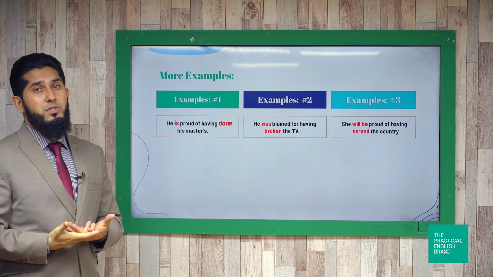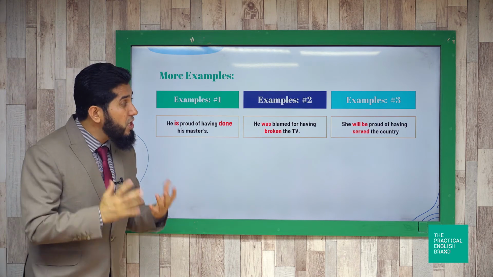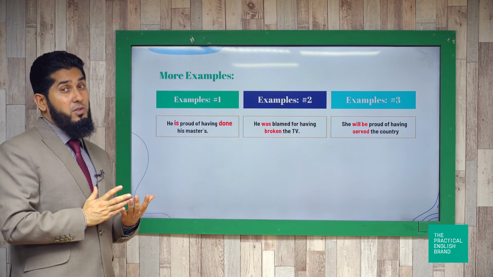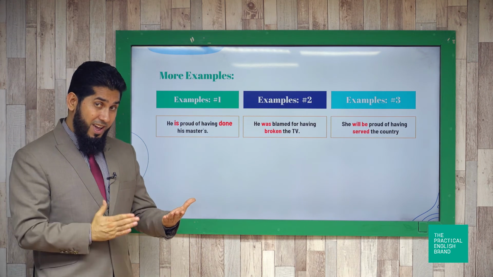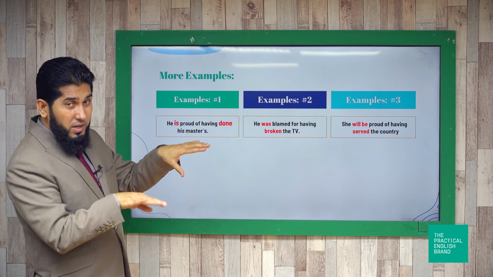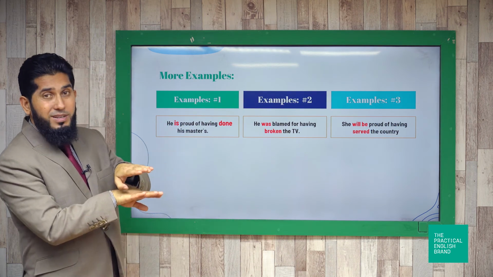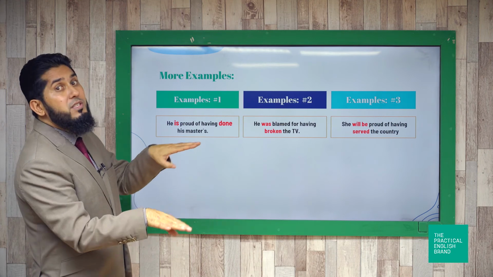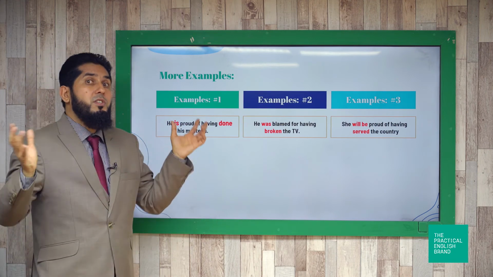I was a police officer, or I was a pilot or something. So she will be proud of having served the country. Now, she's serving the country now, but she will be proud of it in the future. The times of "will be" and "served", these two verbs, are different. I hope the concept is clear now.